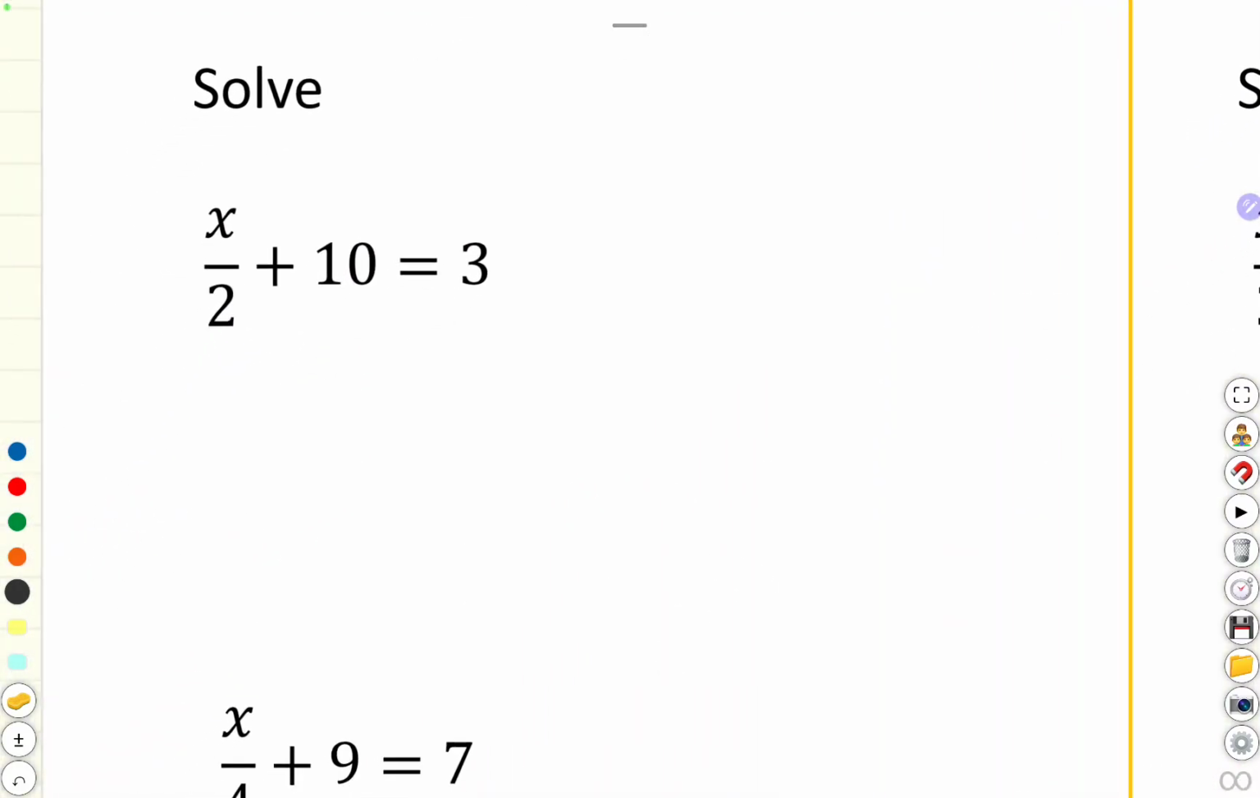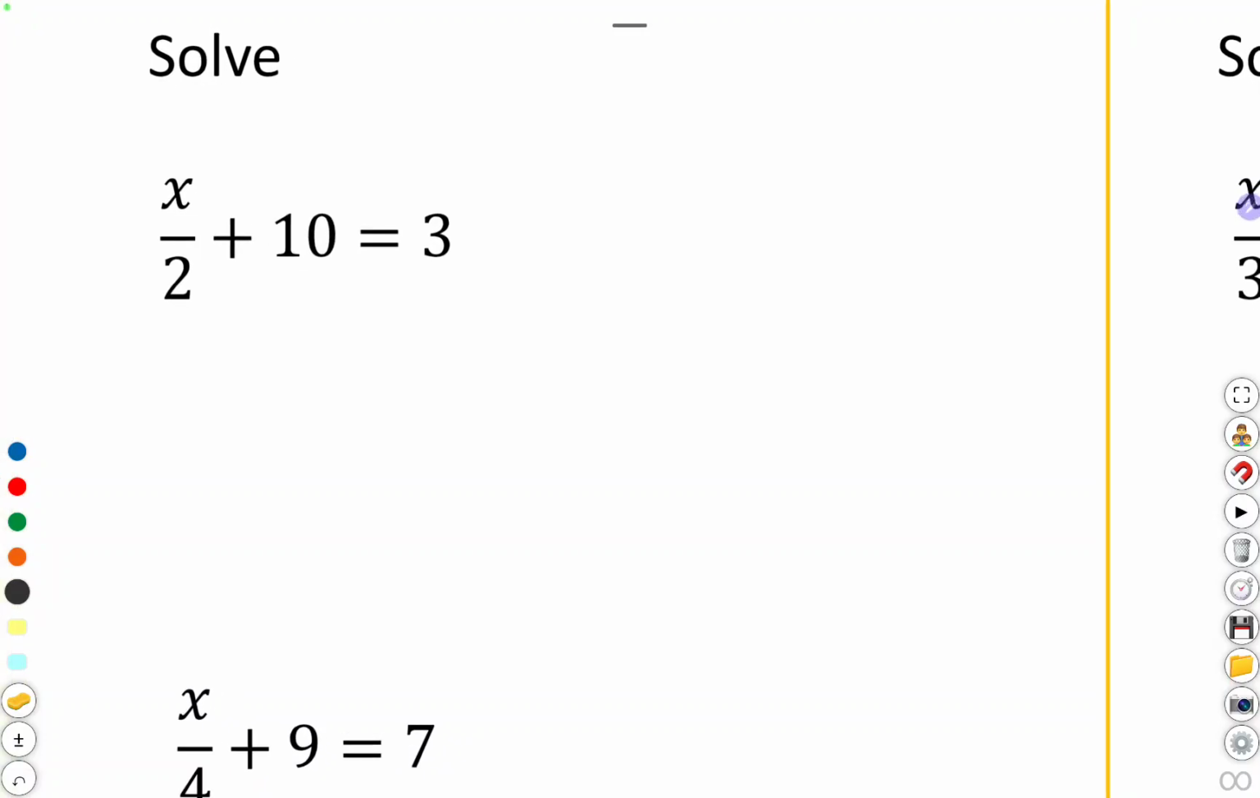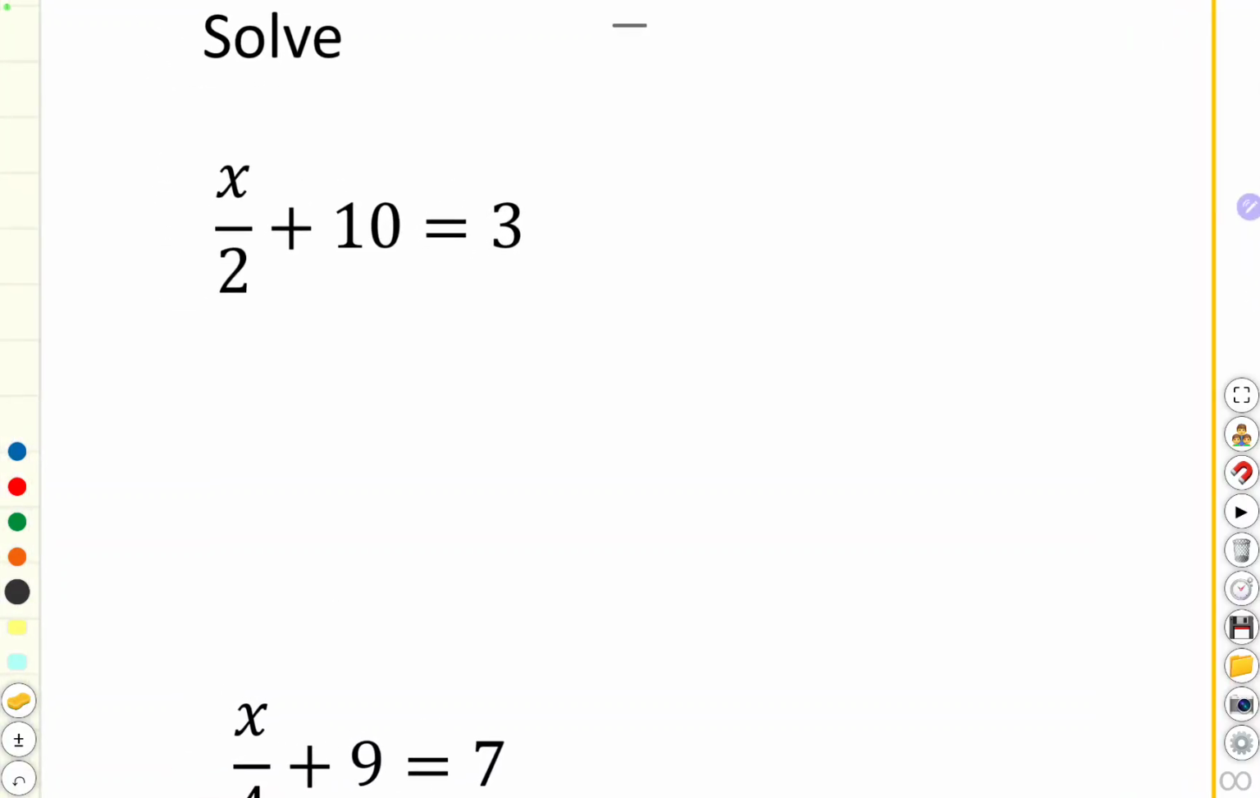Next one, let's have a look at what happens when we've got a division and then a number at the end. Now, not much different from what we just practiced. We still get rid of the number which is plus or minus from the end. So, minus 10, minus 10. Oh, this one looks a bit different all of a sudden. We can see we've got 3 take away 10. There's something interesting going to happen here.